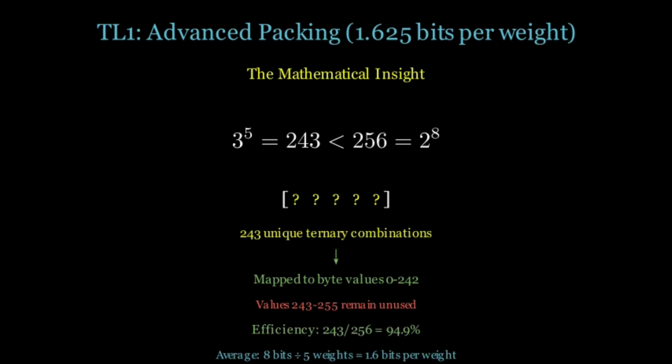This is the TL1 representation. We are using all the 8 bits, just that possible values are 256 in 8 bits, but we are only limiting the possible values to be between 0 and 242. And each value will represent some number in the ternary space. This means that values 243 to 255 remain unused, and we have 94.9% efficiency.